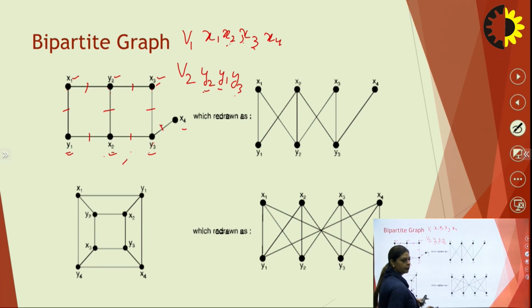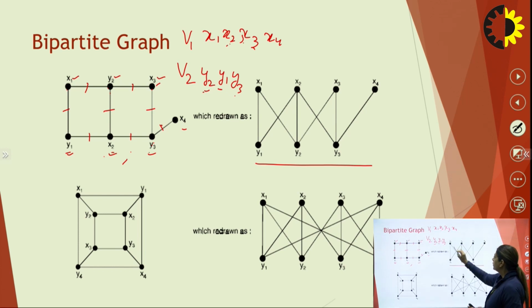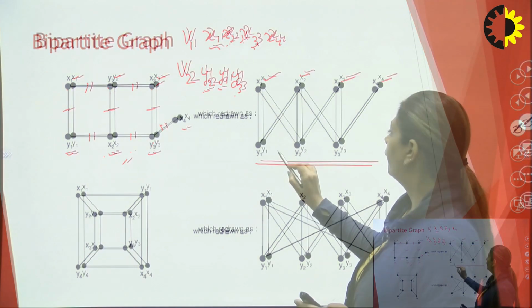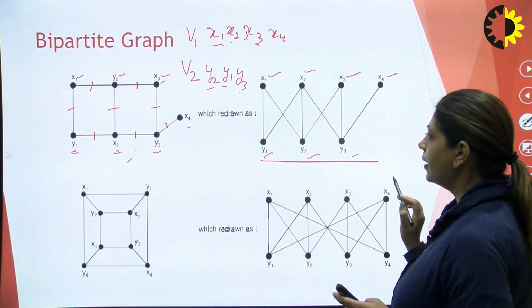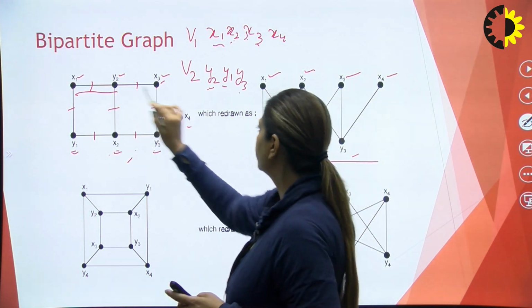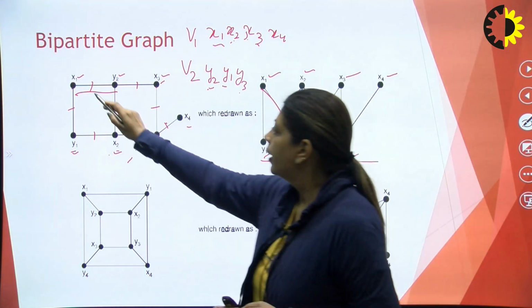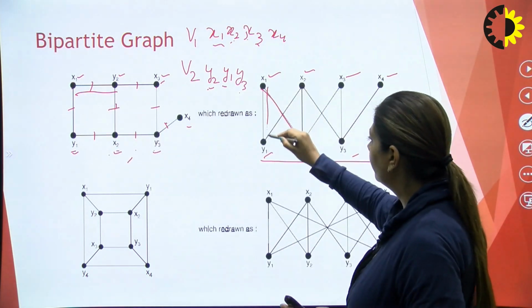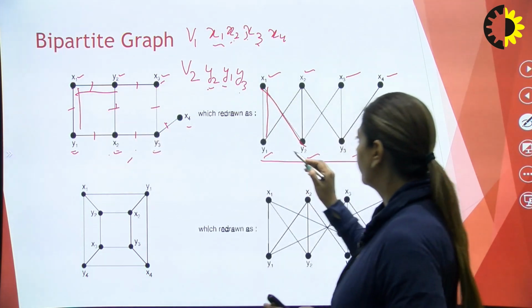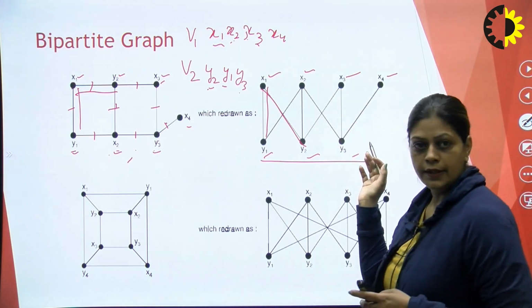So this graph can be drawn in this way also. We will take set V1 in one direction, x1, x2, x3, x4, and y1, y2 and y3, right? If there is an edge between x1 and y2, similarly we can draw an edge here. x1 and y1, right? Similarly we can draw all the edges here. So this graph is converted to this shape also.